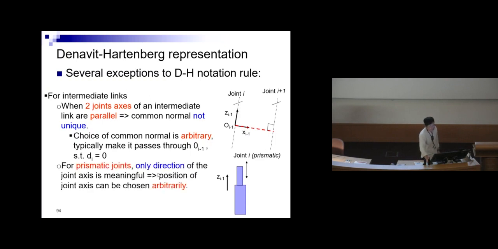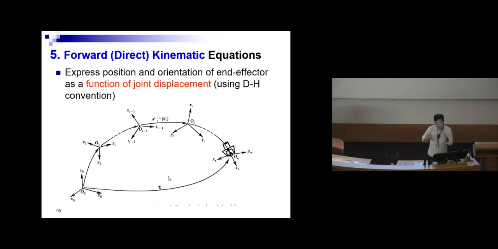Then for a prismatic joint, only the direction of the joint axis is meaningful. So the position of the joint axis can be chosen arbitrarily, but it should be done consistently. Okay, this is the procedural assignment. And then we look at one simple example.